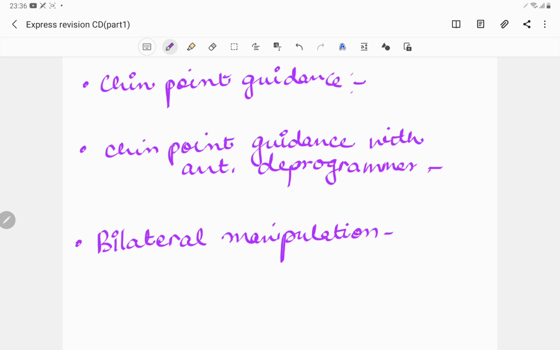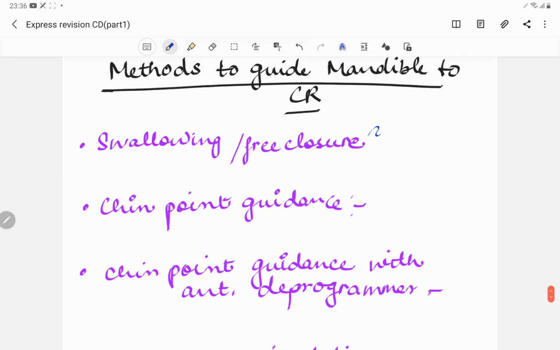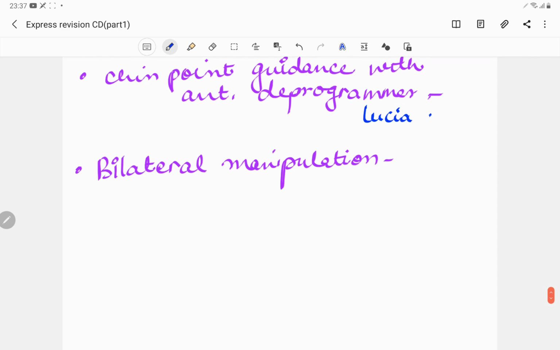So all these techniques, who gave them, is important for our exam. The swallowing or the free closure technique was given by Sahanahan. The chin point guidance was given by McCollum. So many things have been given. Then we have chin point guidance with an anterior deprogrammer, which is the Lucia jig. The bilateral manipulation technique was given by Dawson.